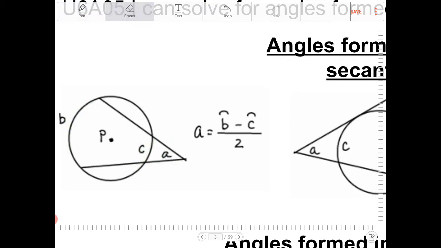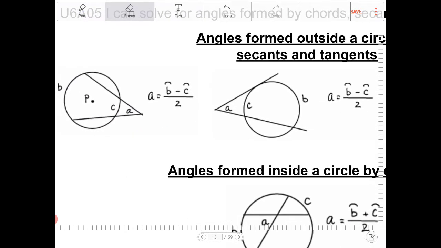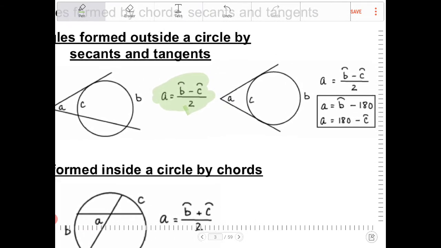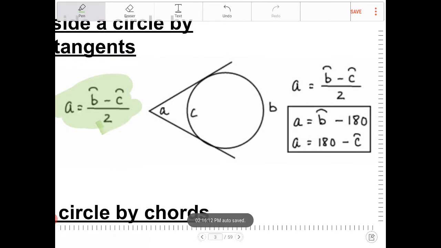And as it turns out, with all these other varying cases, if I have a secant and a tangent forming an angle on the outside, it is given by the same exact formula. It's always going to be the major minus the minor. Lastly, if I have two tangents, it will again be the major minus the minor.